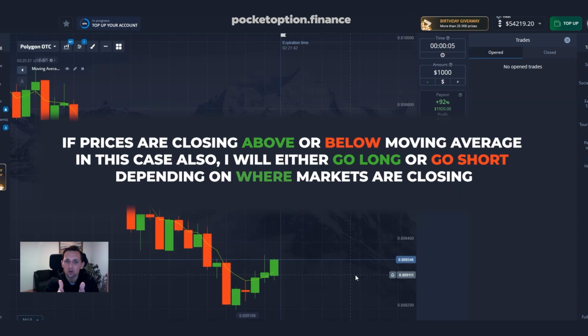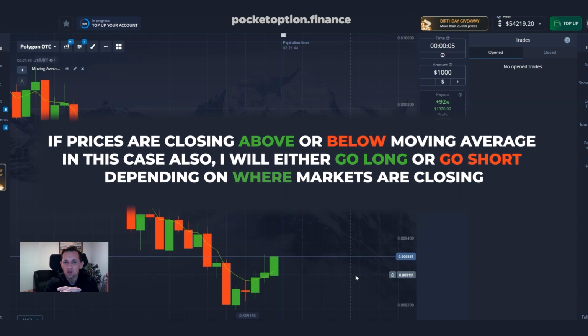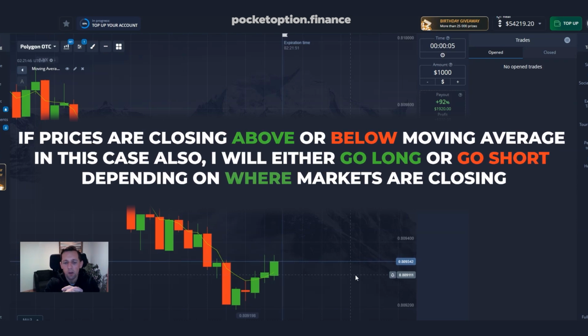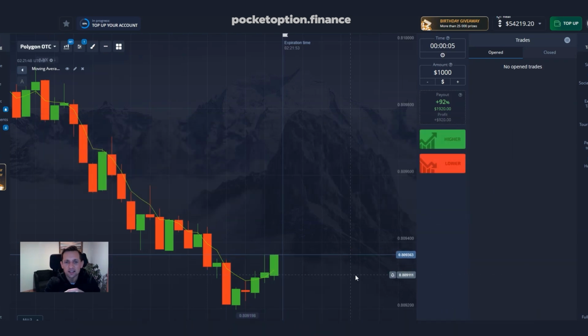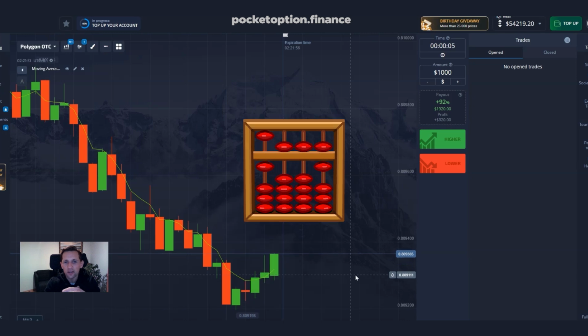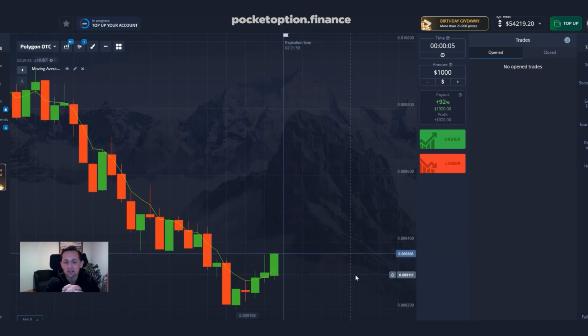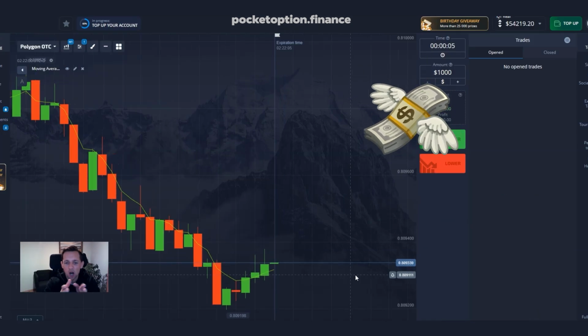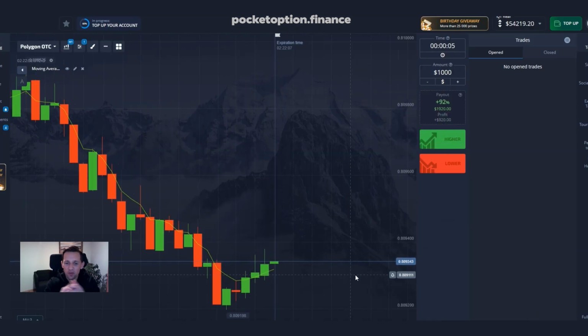If prices are closing above or below the moving average, in this case also, I will either go long or go short depending on where markets are closing, because statistics says when prices are going into either direction, they have a tendency to continue to do that. And this is a very good way to make money, because if you have sharp eyesight, so to speak, or in other words, you are quick enough to exploit these time windows, you could make good money.